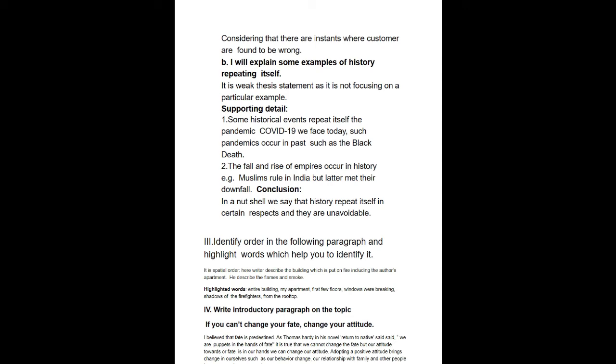So I write in this way: I believe that fate is predestined. As Thomas Hardy in his novel Return of the Native said, we are puppets in the hands of fate. So it's true, we cannot change our fate, but our attitude towards our fate is in our hands. And the thesis statement I developed for this introductory para is that fate is decided by God, but our attitude develops according to our free will, which ultimately transforms our life.